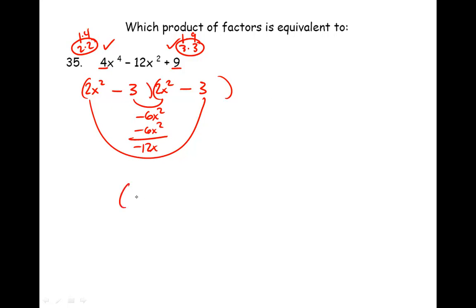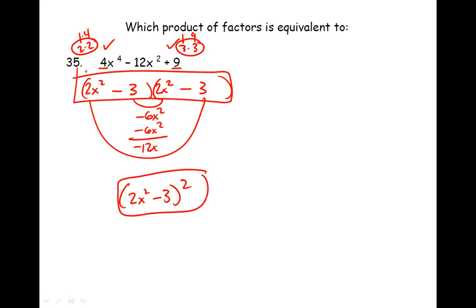And again, you might want to be aware that on a test, your answer could be written as 2x squared minus 3 times 2x squared minus 3, or it could be written as 2x squared minus 3 to the second power. Number 37, what you have to see here is that the first term is a perfect square, and 36 is a perfect square. And since this is a subtraction, we can do a difference of squares.